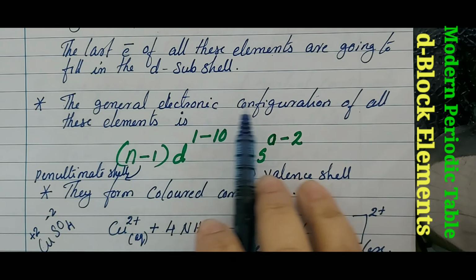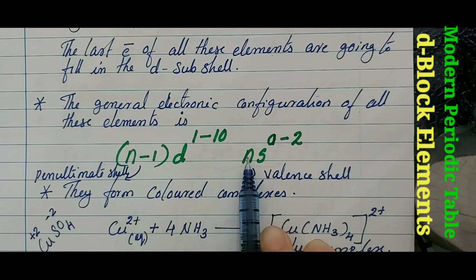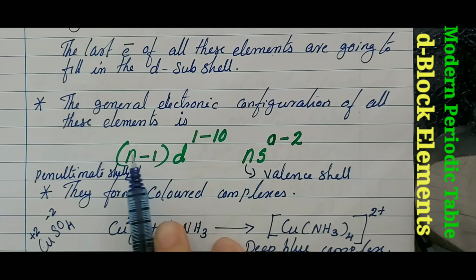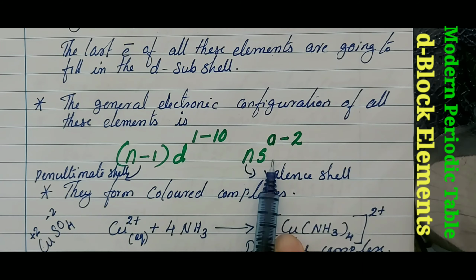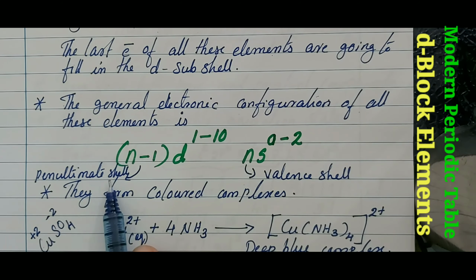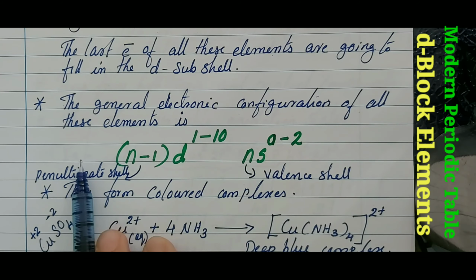Coming back to the general electronic configuration, I forgot to discuss one point with you. I told you the nth shell, that is the last shell, we call the valence shell. But this term you should know. The second last shell, if this is the fourth shell, this will be the third shell, 4s and 3d. So the second last shell is called the penultimate shell. Suppose here you have n-2. n-2 is called the anti-penultimate shell.